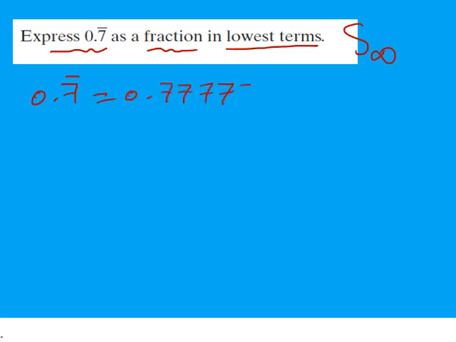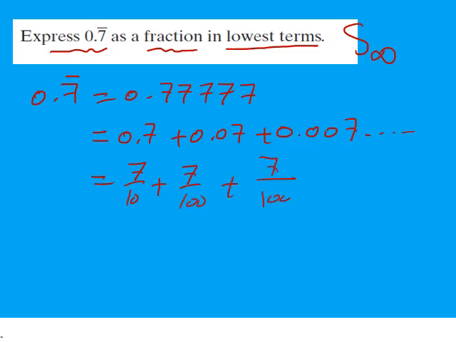Question number 10, I think, or 11: how we can express a recurring decimal as a fraction in its lowest terms by using S infinity. What? 0.7 recurring? 0.7 recurring is 0.77777. But I can write it as 0.7 plus 0.07 plus 0.007 and so on. So I can rewrite it as 7 over 10 plus 7 over 100 plus 7 over 1000 and so on.